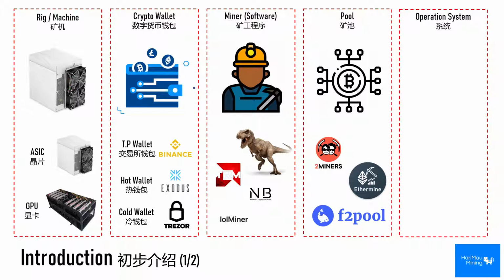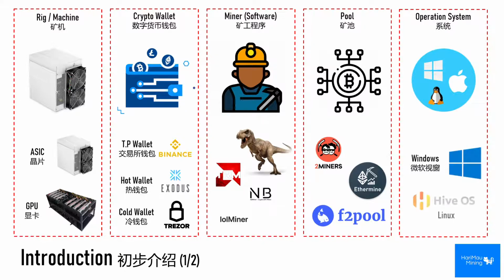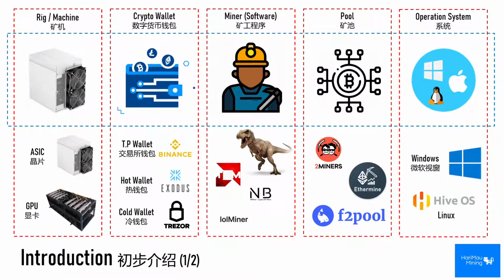And the last one will be the operating system, for example Windows or Linux. Okay, these are the 5 components which are very important in cryptocurrency mining: mining machine, cryptocurrency wallet, miner software, pool, and operating system.